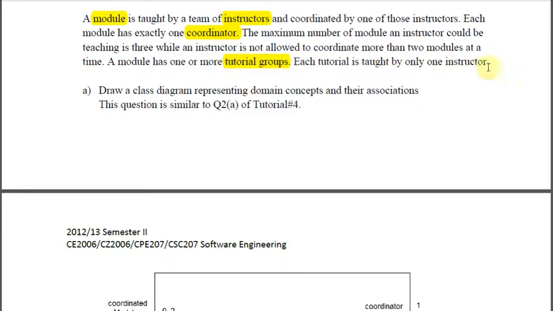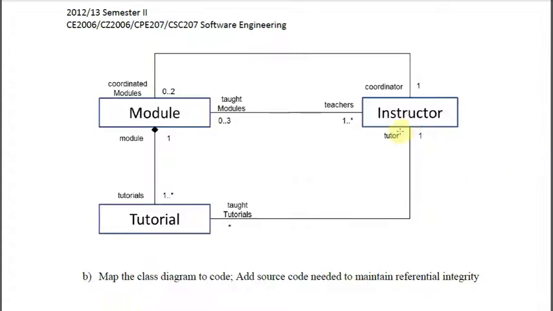Each tutorial is taught by only one instructor, so there is a relationship between tutorial and the instructor. We can see that the multiplicity at the instructor side is 1, and the tutorial side is 0 to many.